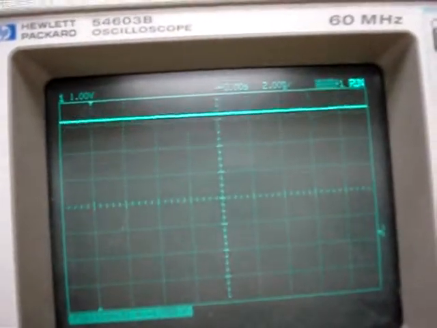Cause if you lose that charge, that AC/DC charge, there's no reason for a circuit to connect.